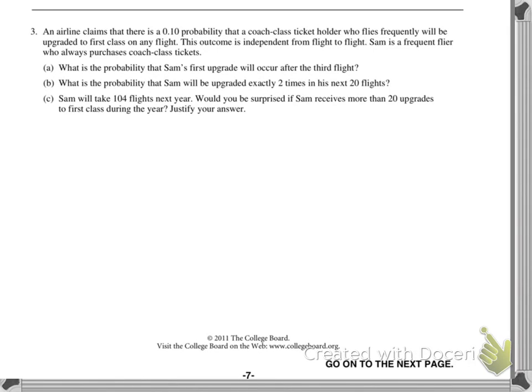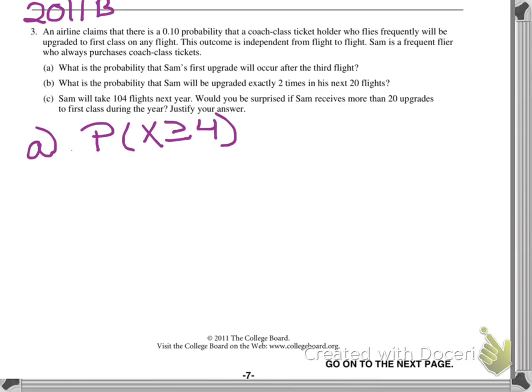Okay, so this is the 2011 B test here. And let's do A. This is the probability that X will happen greater than or equal to 4. Okay, this is a geometric probability. So it'd probably be easier to say 1 minus the probability that X is less than or equal to 3.